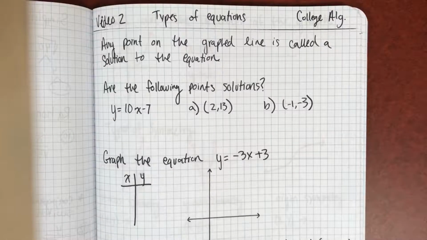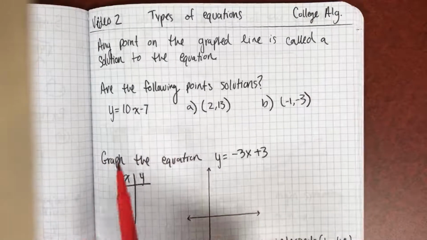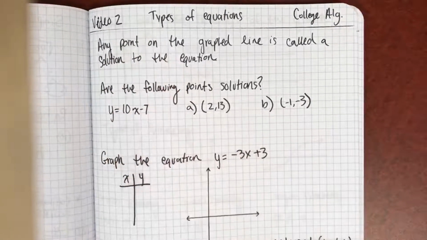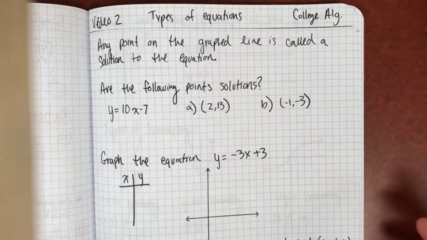Right, this is video 2 for College Algebra, and today we're going over types of equations. This is all a lot of review, just getting our minds back into College Algebra and math brain. First of all, any point on the graph line is called a solution to the equation. So all these equations have solutions. If you can graph it, it's a solution.